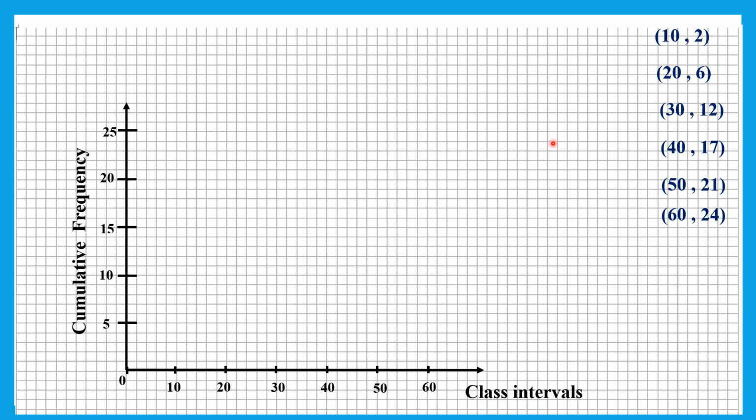First point is 10, 2. 10, 2 means in here in the x-axis you have to find the 10 and 2. 10, 2 means this one, 10 and 2. And 20, 6. And 30, 12. And 40, 17.